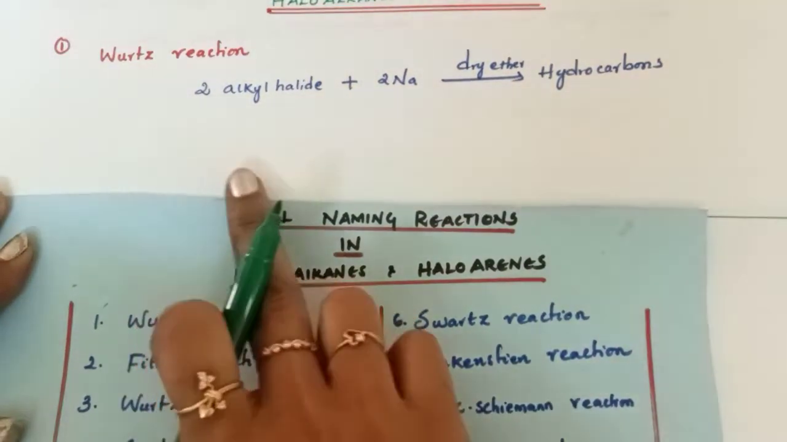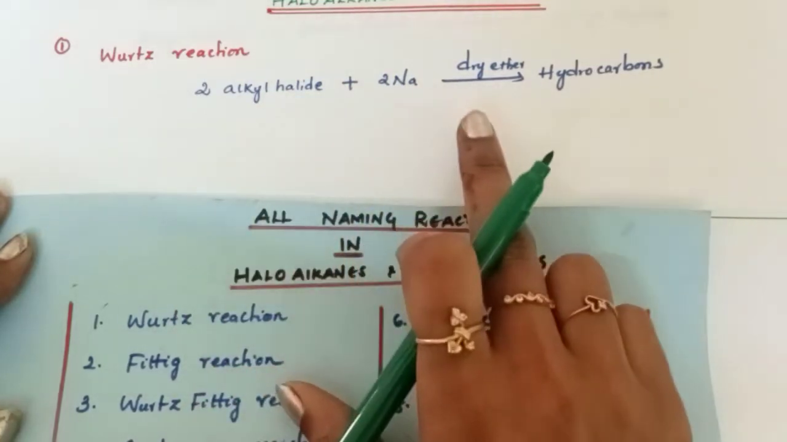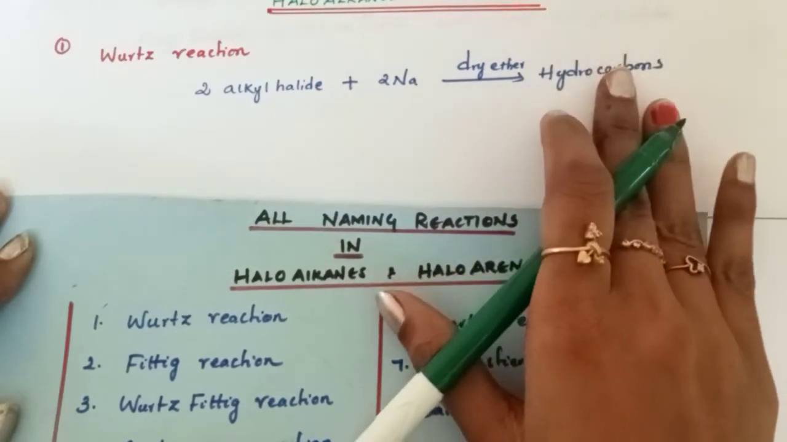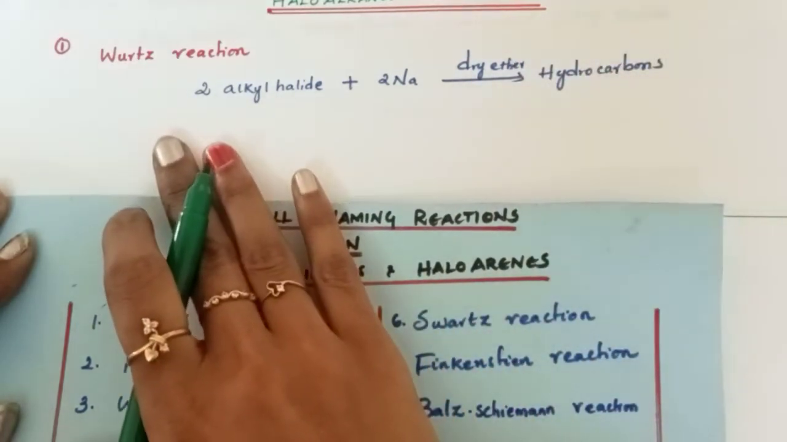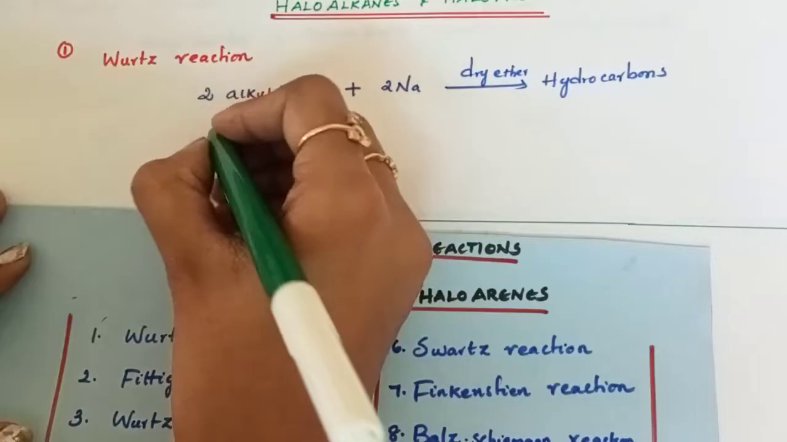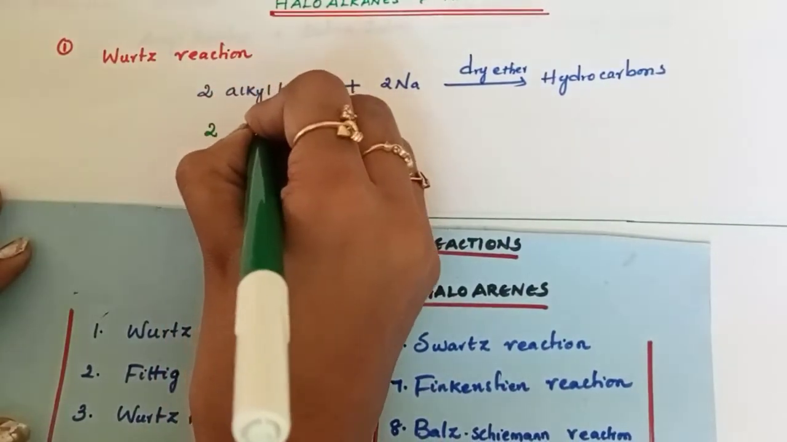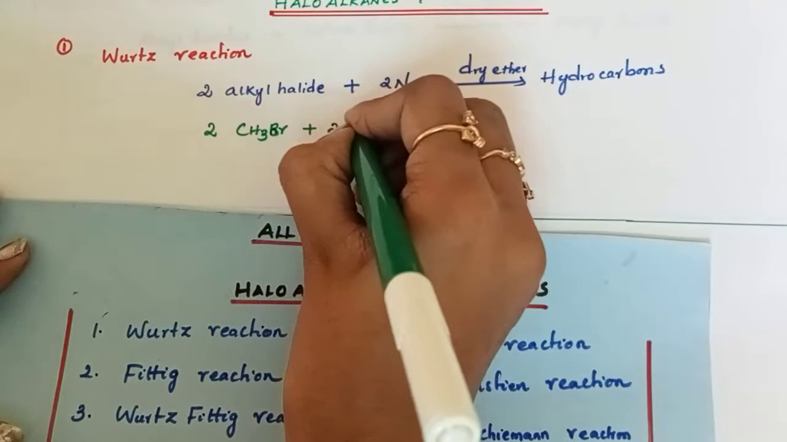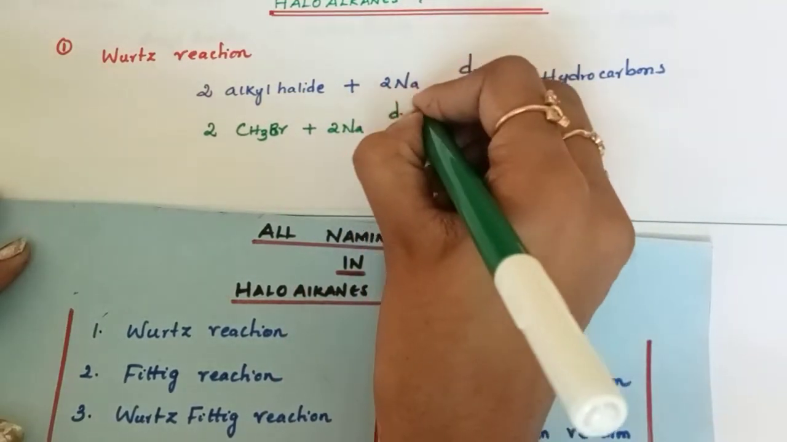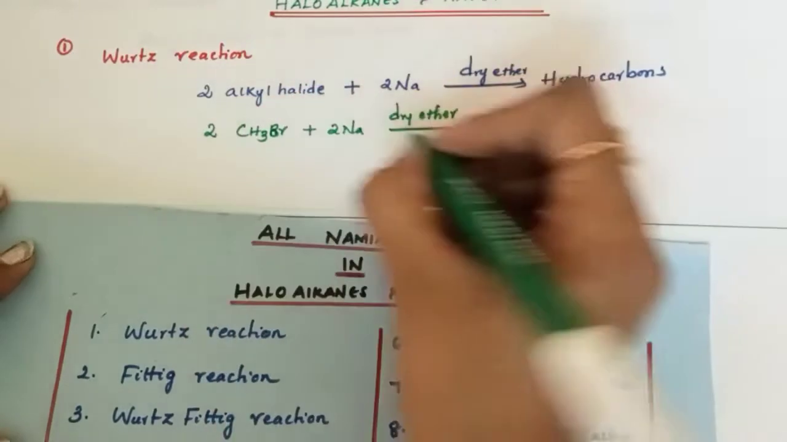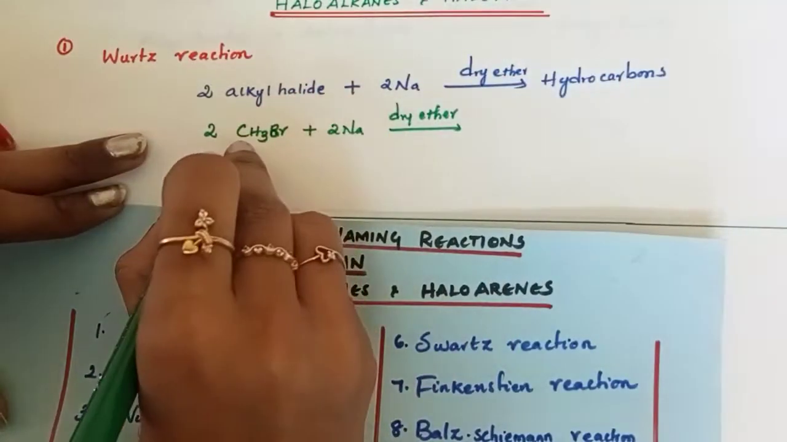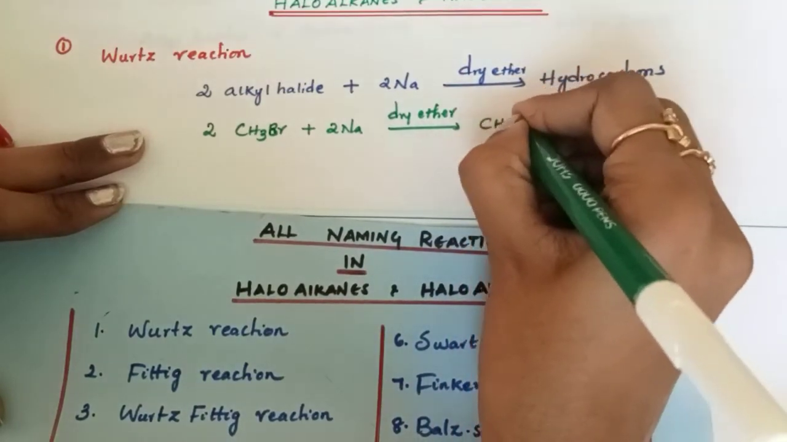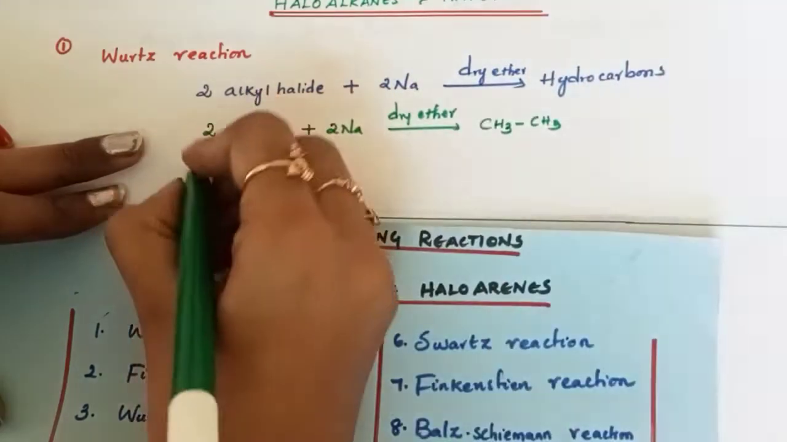Here alkyl halide which reacts with sodium in the presence of dry ether will give hydrocarbons. Here the hydrocarbon contains double the number of carbon atoms present in the halide. So let's see, two molecules of methyl bromide which on reaction with sodium in the presence of dry ether, you will get, doubling the number of carbon, ethane, CH3-CH3.